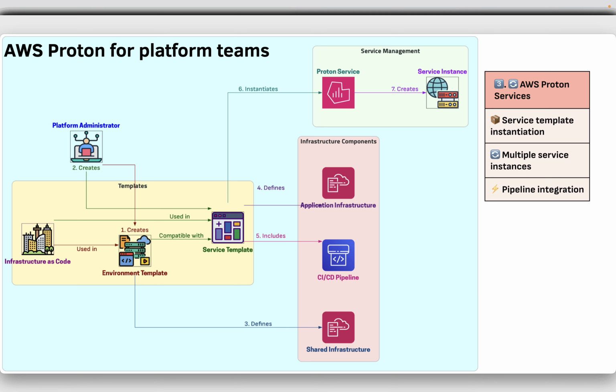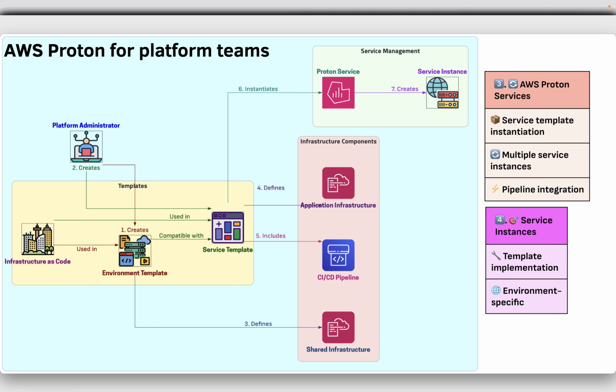Service implementation. An AWS Proton service represents an instantiation of a service template, combining multiple service instances with an integrated pipeline for comprehensive application management. And you have instance deployment. So AWS Proton service instances, basically we are talking about team specific. AWS Proton service instances are specific implementations of service templates within designated environments, which allows for consistent deployment across different infrastructure contexts.